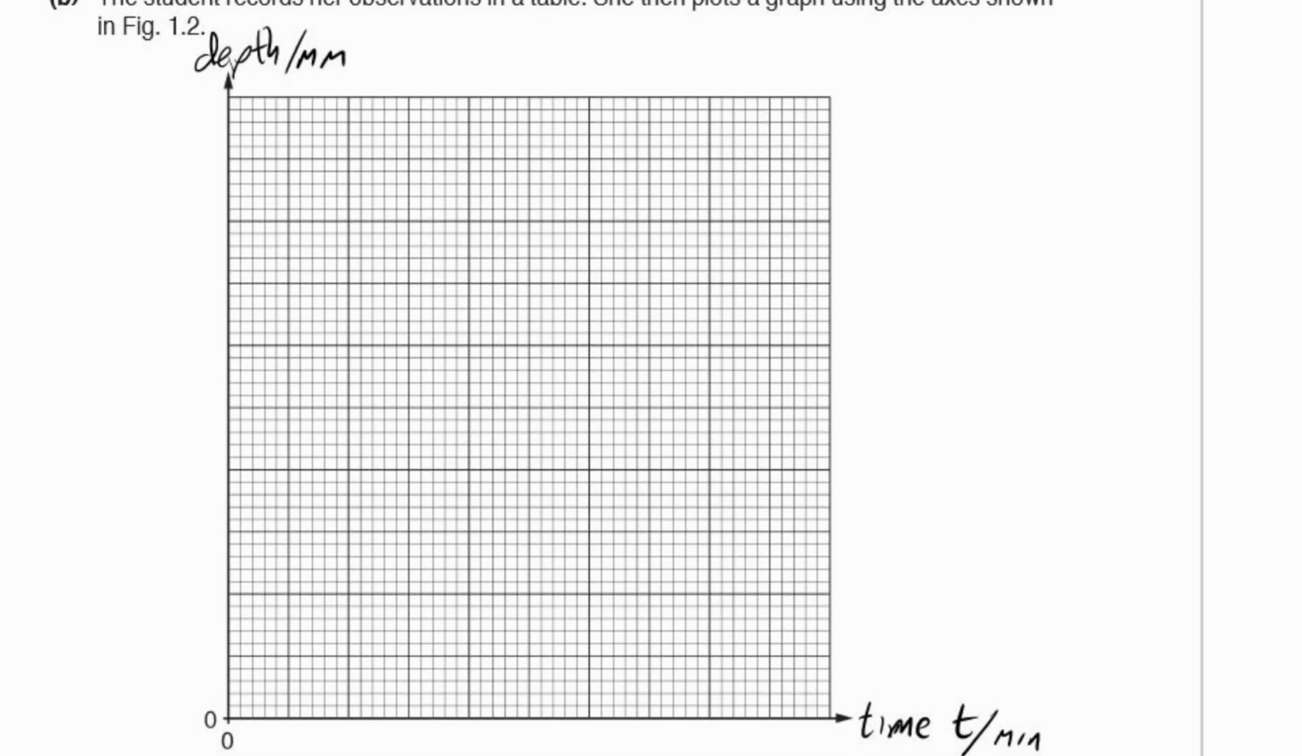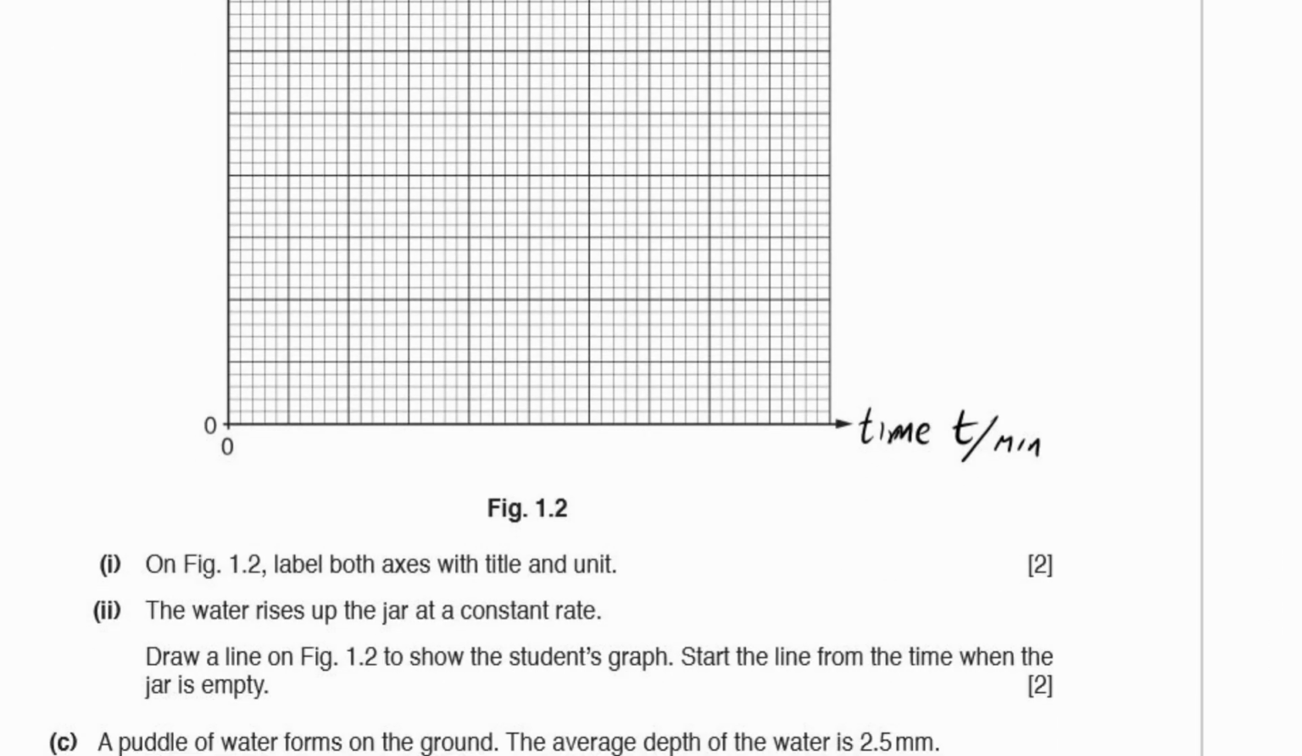Let's see what the next part of the question is. On figure 1.2, the water rises up the jar at a constant speed. Draw a line in figure 1.2 to show the student's graph. Start the line from the time when the jar is empty. Alright, well, we're expected to see the water go in at a constant rate, so what we should have is a nice straight line. There we go, beautiful. Straight line graph starting from 0, 0.